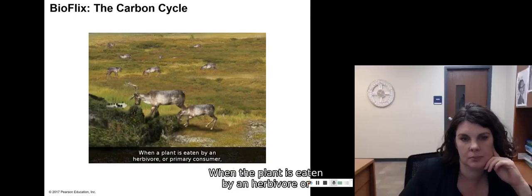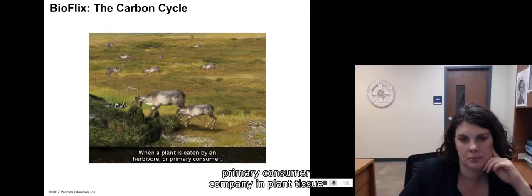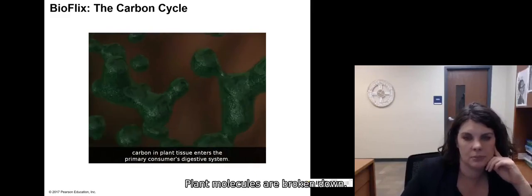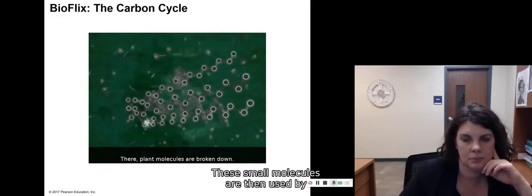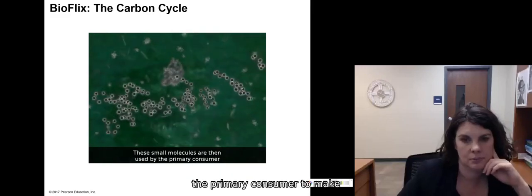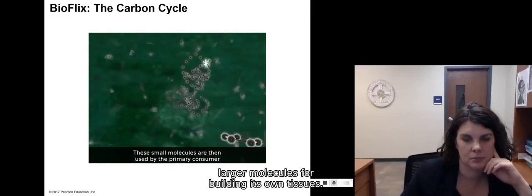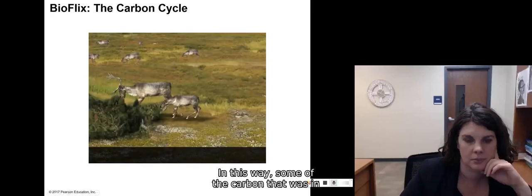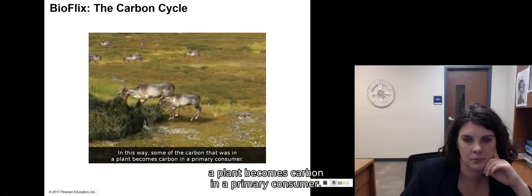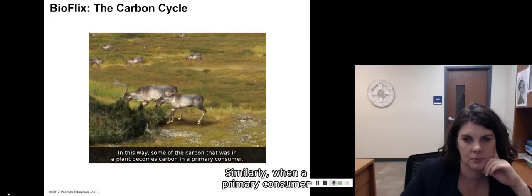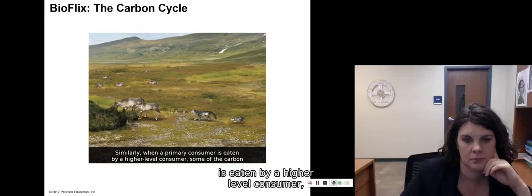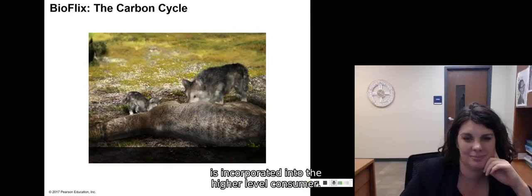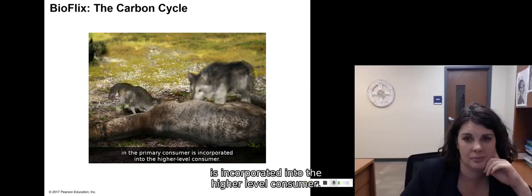When a plant is eaten by an herbivore, or primary consumer, carbon in plant tissue enters the primary consumer's digestive system. There, plant molecules are broken down. These small molecules are then used by the primary consumer to make larger molecules for building its own tissues. In this way, some of the carbon that was in a plant becomes carbon in a primary consumer. Similarly, when a primary consumer is eaten by a higher level consumer, some of the carbon in the primary consumer is incorporated into the higher level consumer.